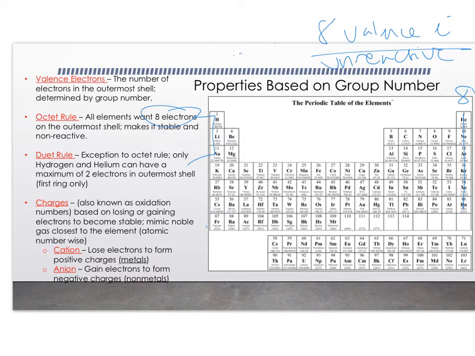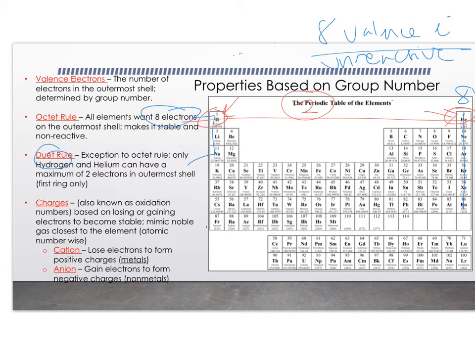The only exception to that rule is called the duet rule. That's because hydrogen and helium are on period number 1. So that's row 1. Hydrogen has an atomic number of 1. Helium has an atomic number of 2. So on the first ring, you can only have 2 valence electrons. They cannot have any more than that because their atom physically cannot hold any more of those electrons. So once the first row is filled up with 2 electrons, we draw the second ring or the second shell, like in our Bohr diagram, and we move on to adding those 8 electrons there afterwards.